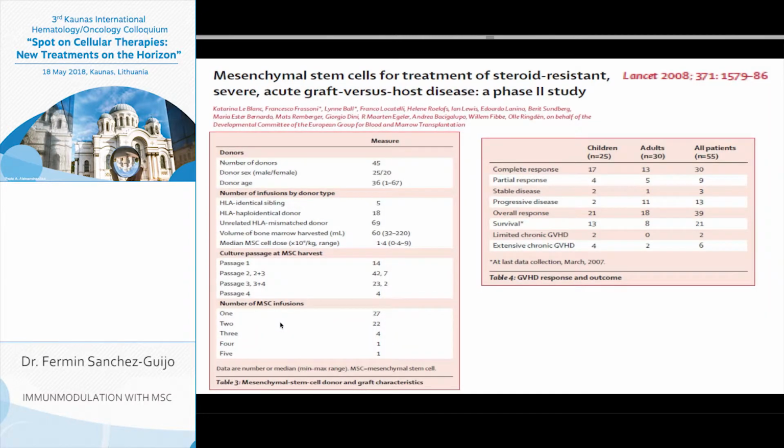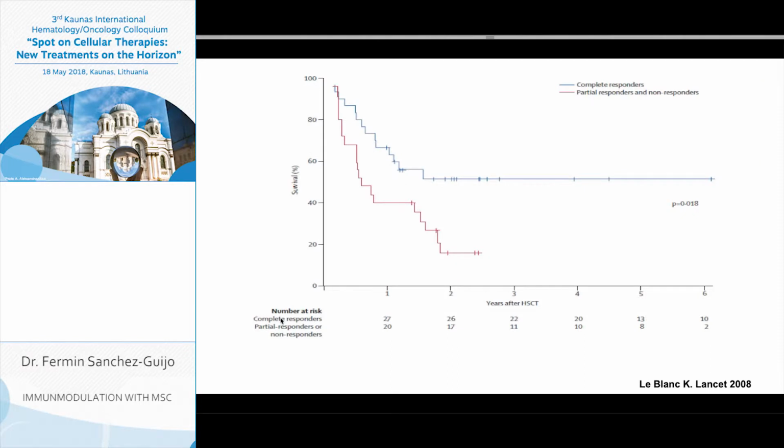And this is one of the main conclusions of the results of this trial that has been reproduced in many others. They showed it for the first time: those patients that achieve a complete remission with mesenchymal stromal cell therapy have a significant benefit in terms of overall survival, whereas those patients that are either partial responders or non-responders to cell therapy have a significantly lower survival.